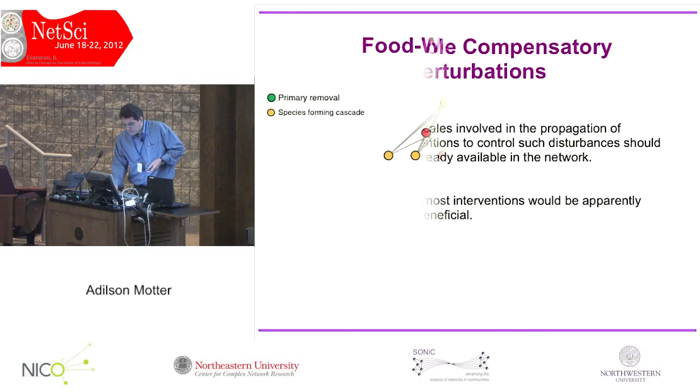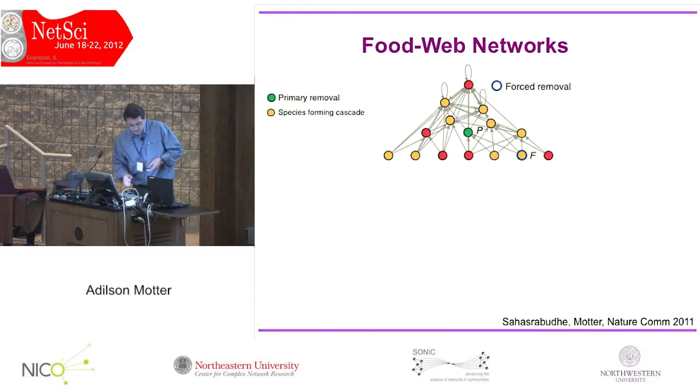A few more examples to train our intuition. In this case, I have a slightly bigger food web in which the deletion of green leads yellow to extinction. And all the other yellows can be saved by the concurrent deletion of this species here, which is a species that would go extinct anyway. So the timing of the intervention is very important. That's one thing that you can conclude from here.